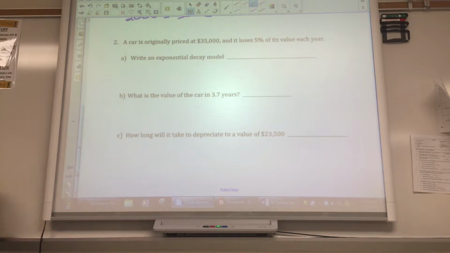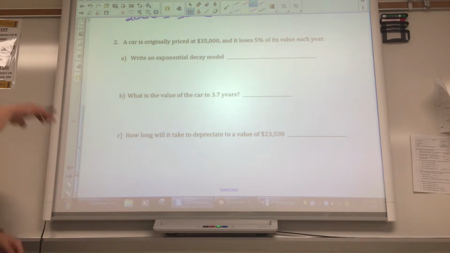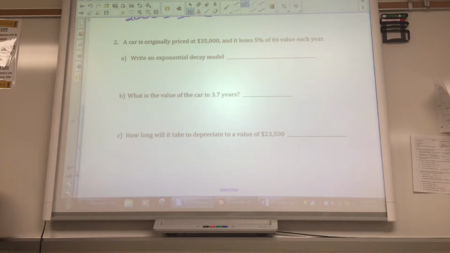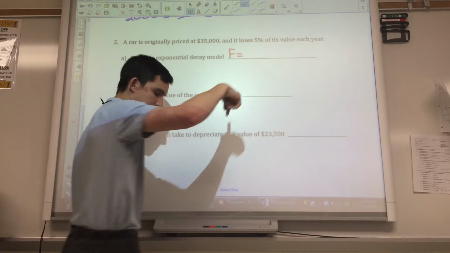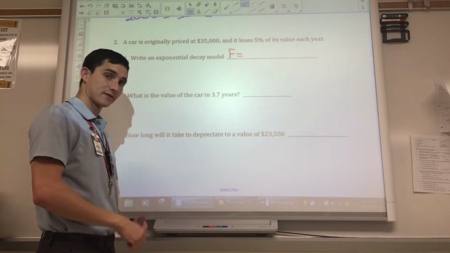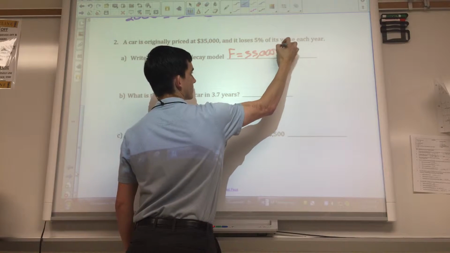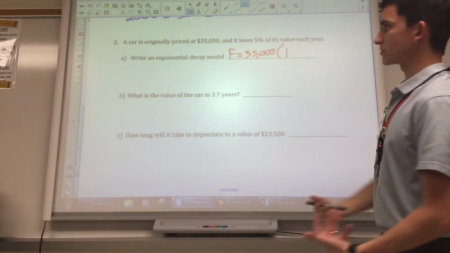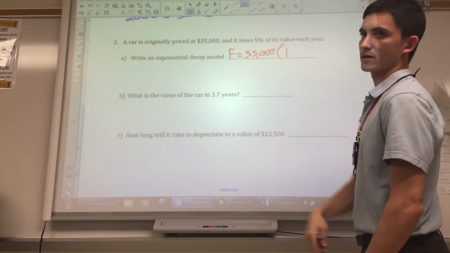A car is originally priced at $35,000 and it loses 5% of its value each year. Write an exponential decay model. Okay, so the future value of the car is equal to how much does it cost now? How much is it worth now? $35,000. Times 1. Now, is it increasing or decreasing value? Decreasing. So am I subtracting or adding to it the 5%?